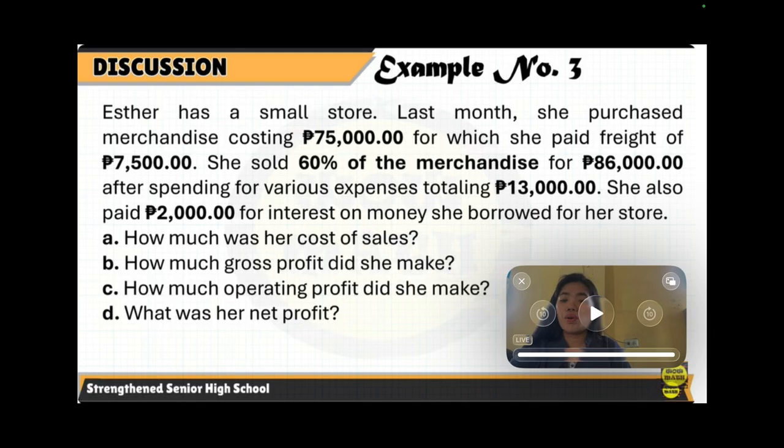Okay, there are 4 questions. Letter A, how much was her cost of sales? Letter B, how much gross profit did she make? And letter C, how much operating profit did she make? And letter D, what was her net profit?